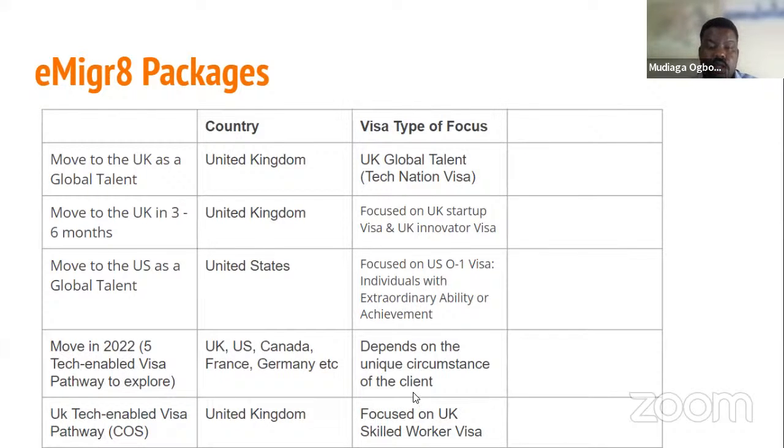Again, the UK, the US, Canada, France, Germany, depending on your circumstances, depending on the uniqueness of your circumstances, we can curate your roadmap and walk you through any of those visa paths of your choice. Now we have the UK tech enabled visa path. The focus here is skilled workers, the skilled worker visa. The focus country again is the United Kingdom.